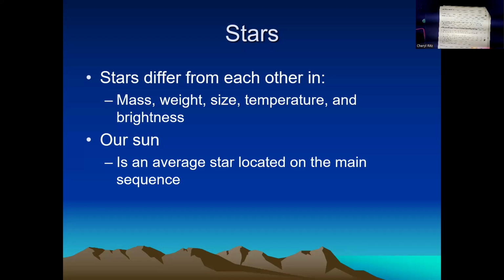So all those little specks, even though they kind of look the same from here, some of them are huge, some of them are tiny, some of them are way brighter than others. Some of them are way hotter than others. Our sun, believe it or not, is just average. It's not that big, it's not that hot, but it's also not super tiny or super cold.